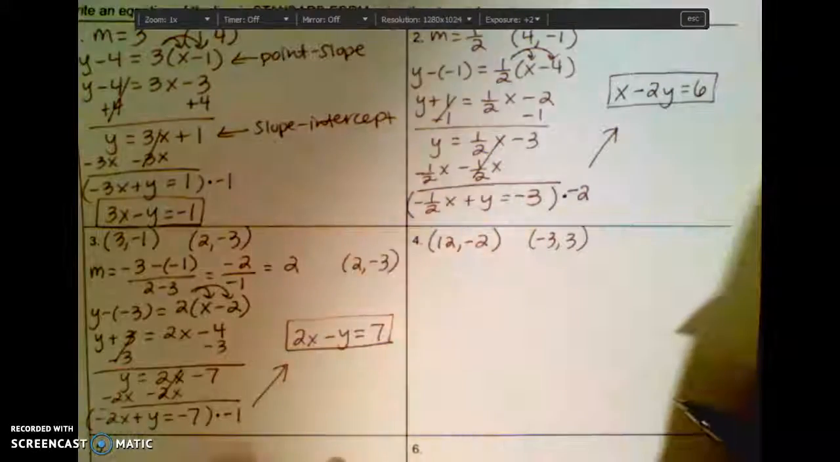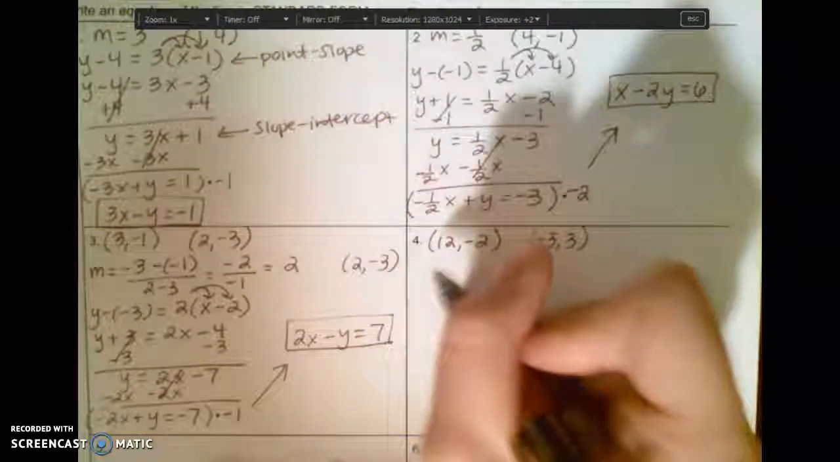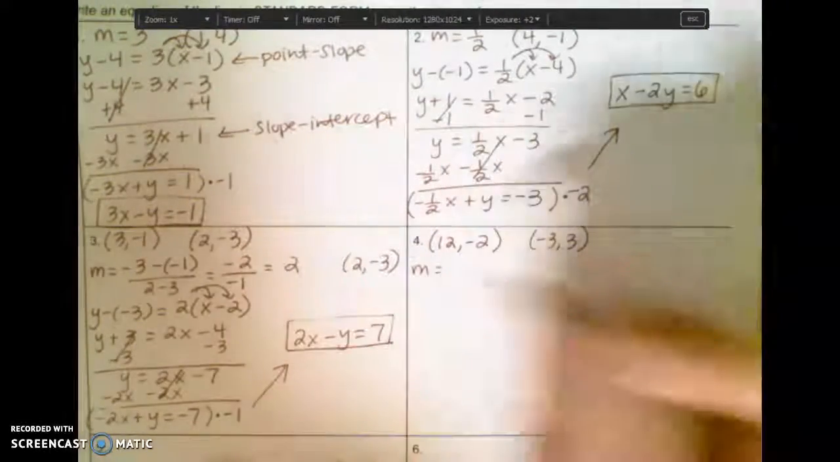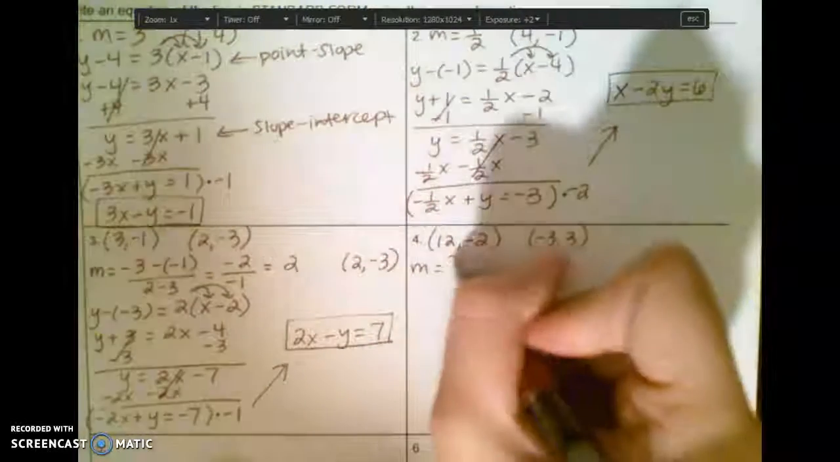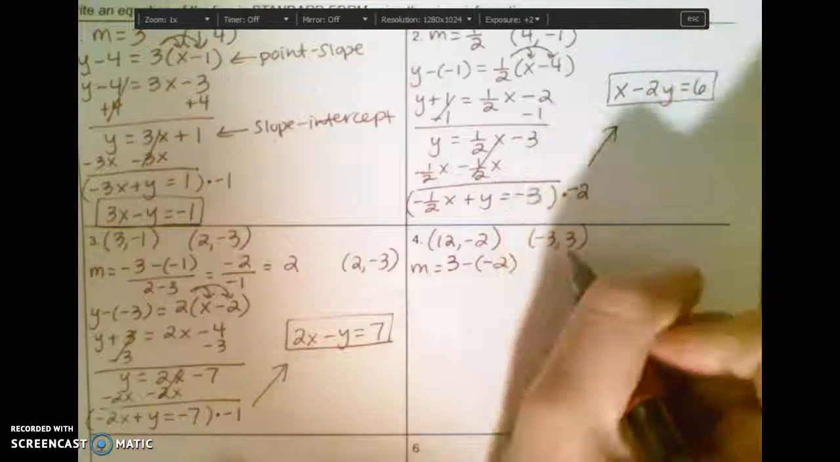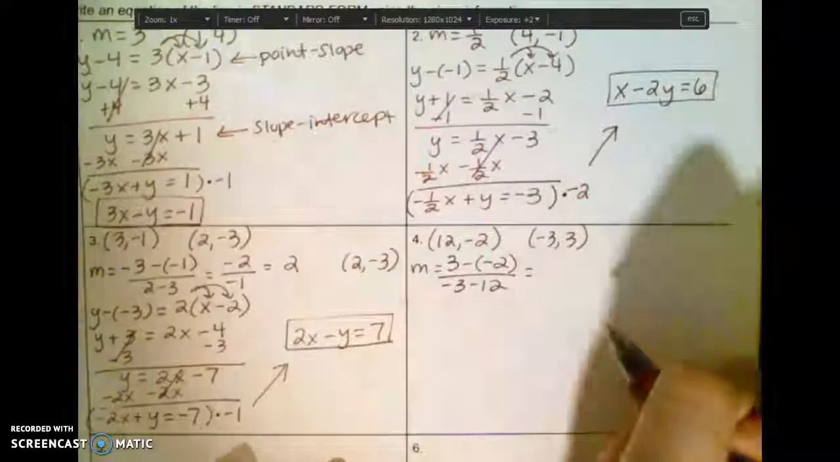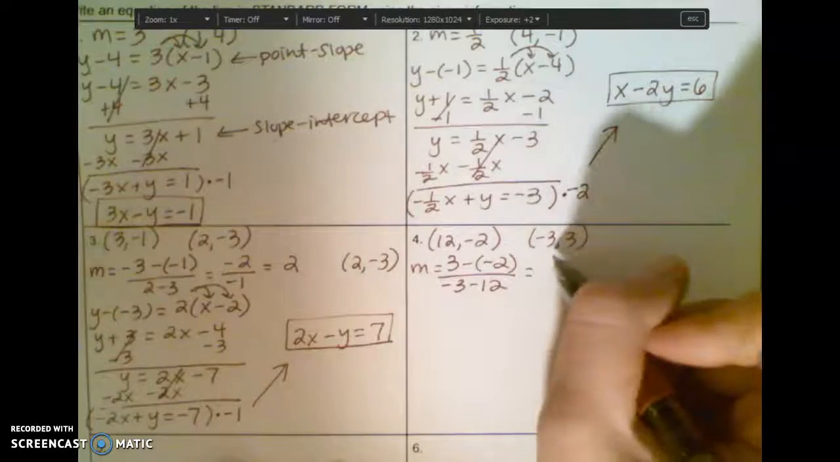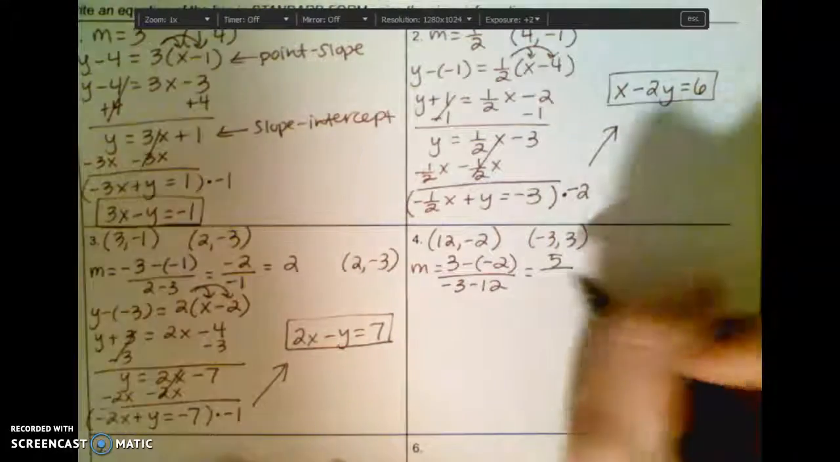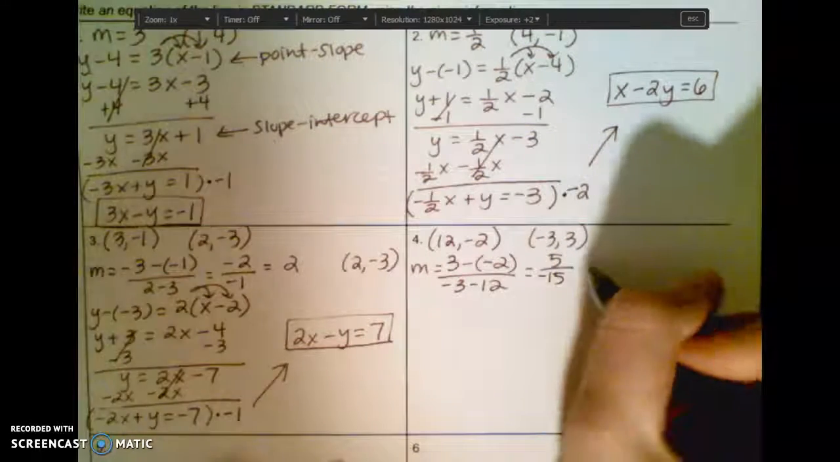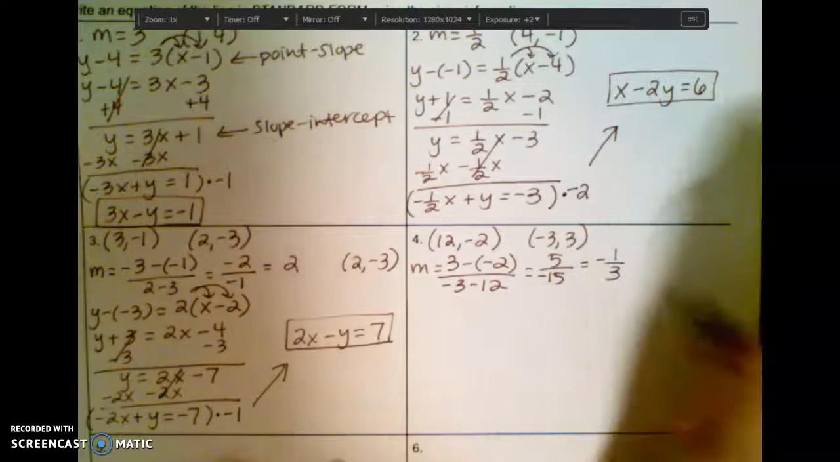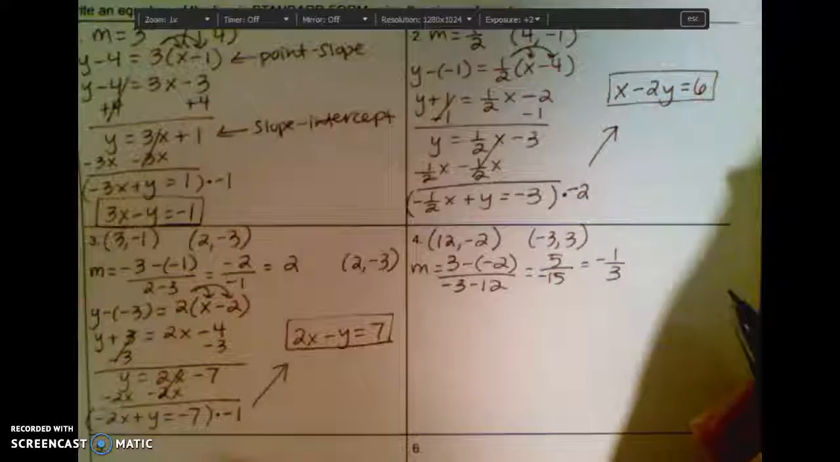Alright, now that you've tried it, let's look at it together. We have to find the slope first. So that's going to be 3 minus negative 2 divided by negative 3 minus 12. So on the top of my slope, I'll get 5, and on the bottom, I'll get negative 15. Well, that can be reduced to negative 1/3. So I found my slope.